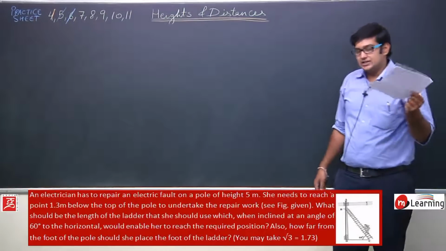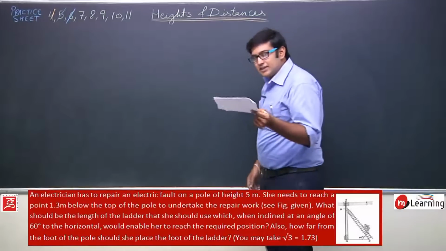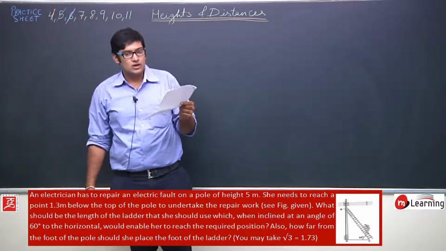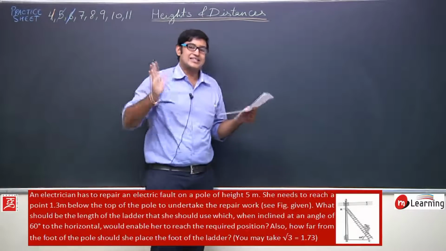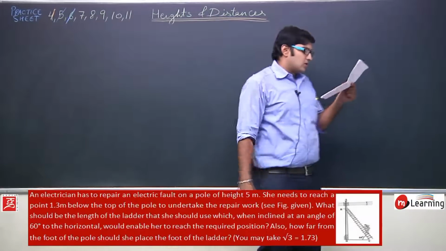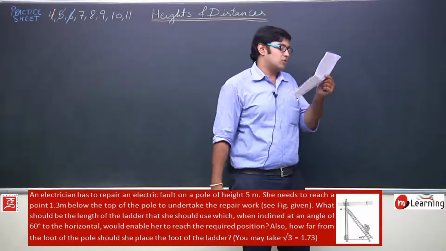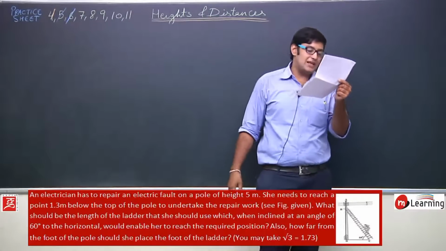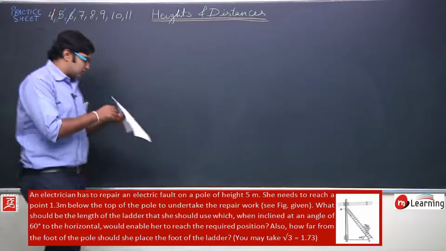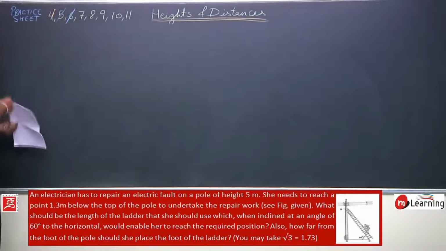So what it says is, we need to determine the length of the ladder that he should use to repair the pole, which makes an angle of 60 degrees when inclined, okay. And also how far from the foot of the pole should he place the foot of the ladder. So let us solve this question. Let us understand the diagram of this question.